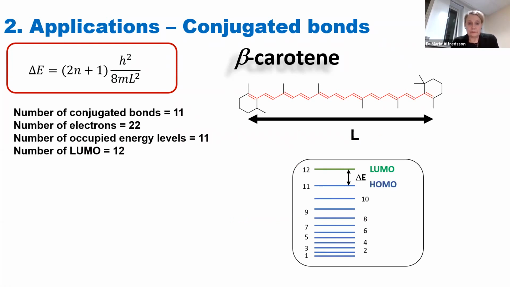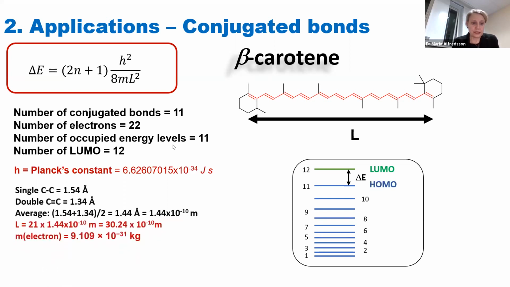And I can now look up what this h is, and that is called Planck's constant, and I'm sure you have heard about it. It's 6.626 to the power of minus 34 joule seconds, and the units are important. Always remember your units. I can now calculate the length of this chain if I know the length of single bonds and double bonds. If I calculate the length of this chain, it's about 30 times 10 to the power of minus 10 meters. So 30 angstrom long.